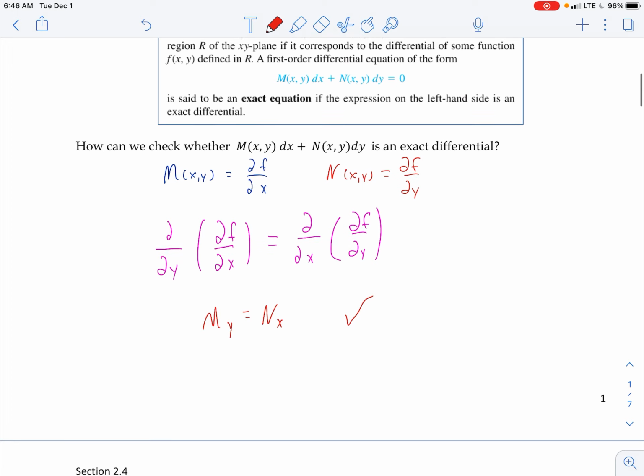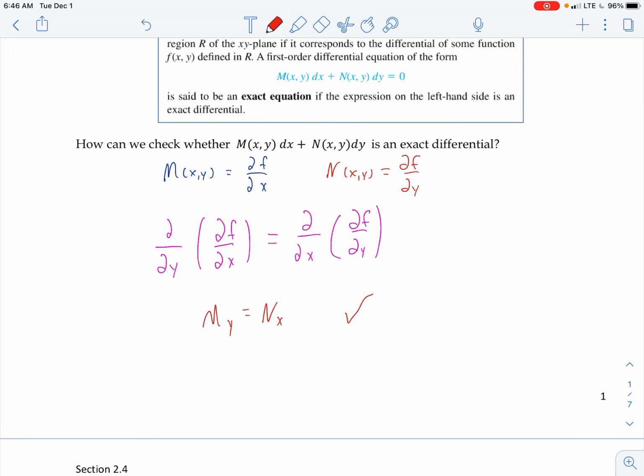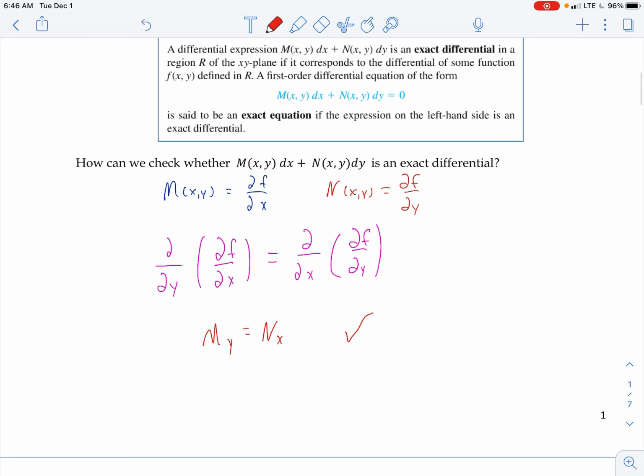All right, and now I'm going to quickly go over how we're going to do this, and then move on to the next example.